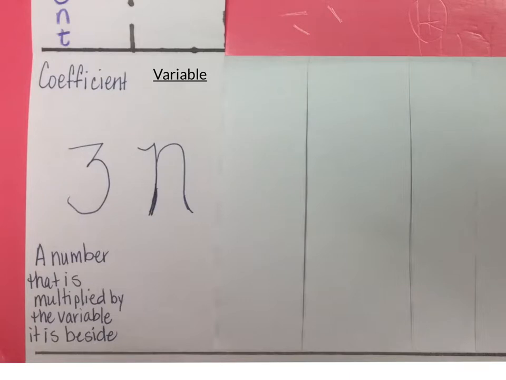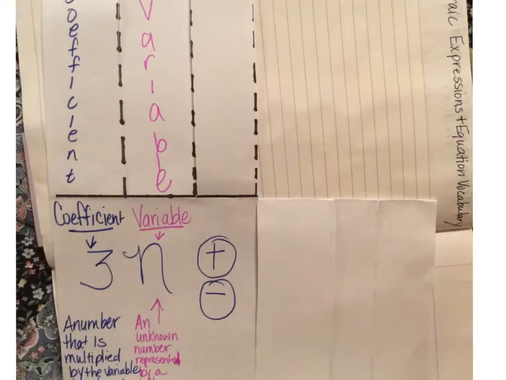Next we have the variable, and the variable is an unknown number represented by a letter, and it can be any letter in the alphabet. Make sure you have the definition above copied onto your foldable. Please make sure that your paper looks like mine, and of course I haven't glued it down yet. It just says variable at the top and gives the definition at the bottom, and make sure you have that definition underneath the variable.